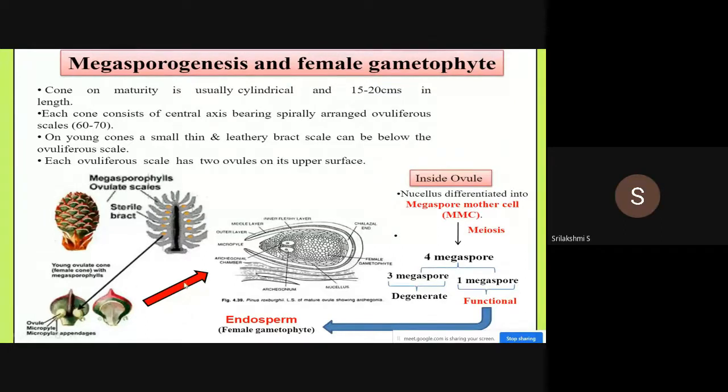Now what you're seeing in the center is the LS of a mature ovule. So we need to study the structure of the mature ovule. We will look into this in the next slide.